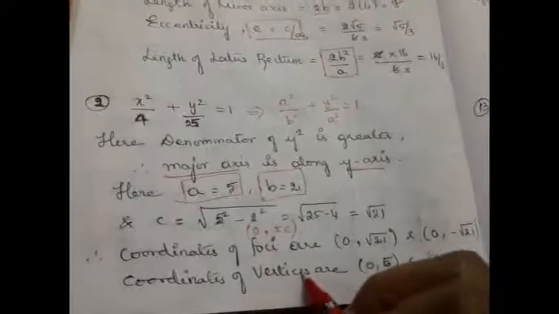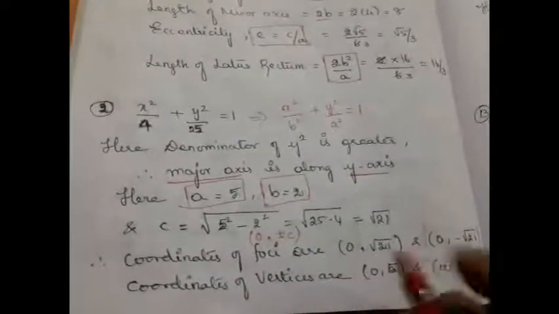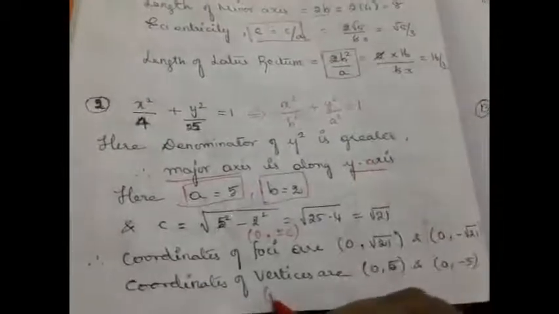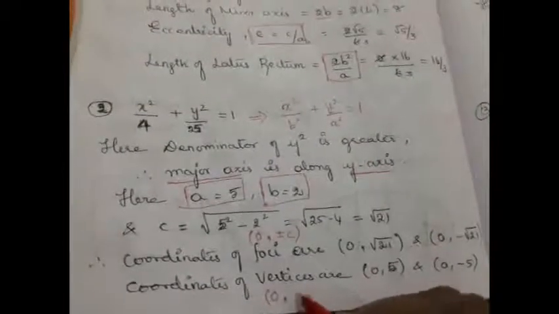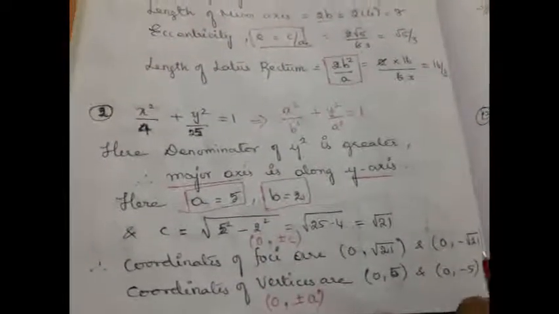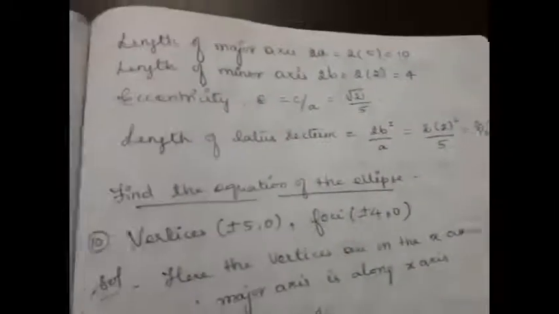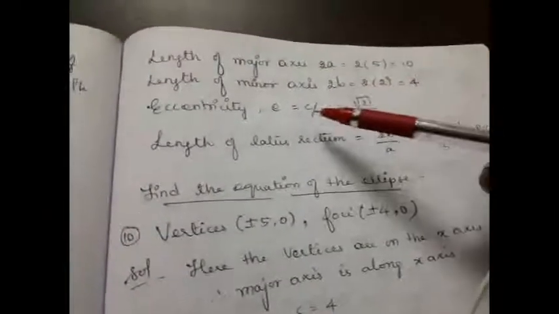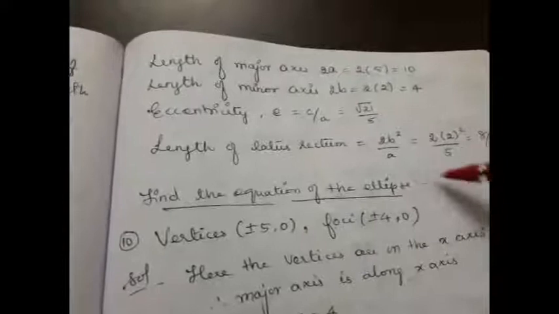Then the coordinates of the vertices are the end points of the major axis. The major axis lies along the y-axis, so the x coordinate will be 0 and it is going to be plus or minus a. So 0 comma 5 and 0 comma minus 5, right? Then the lengths of the major axis and minor axis remain the same, 2a and 2b. Then eccentricity is c by a, and the length of the latus rectum. Hope you got it, the difference between the first and the second equation.